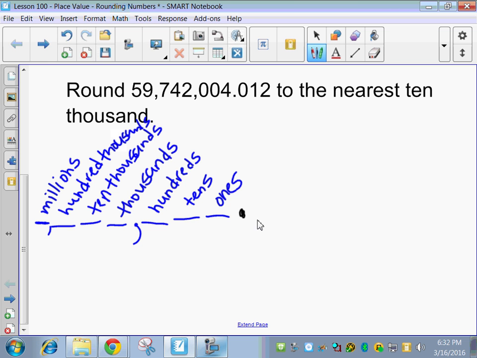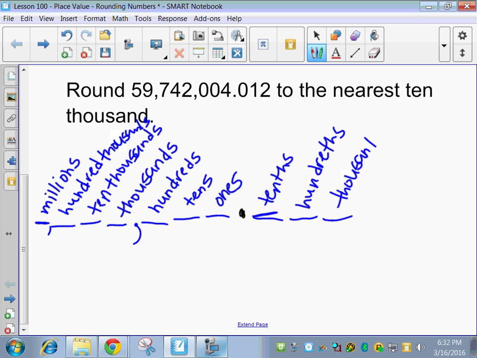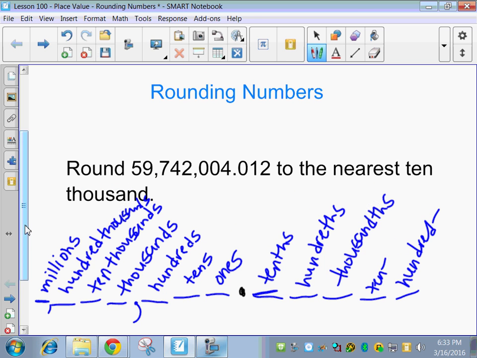Okay, and on the right-hand side here, there's no ones. We start in the tenths place right here. And the next one is the hundredths place. And then we've got the thousandths place. And then we've got the 10,000ths place. Okay, and then the 100,000ths place, and etc.